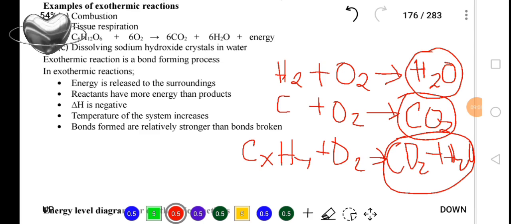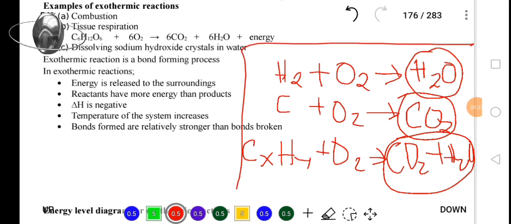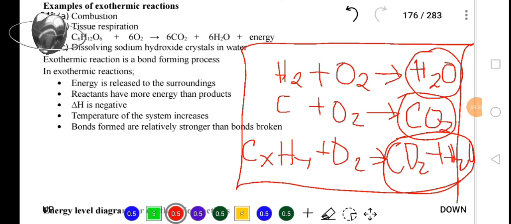So combustion is actually an example of a chemical reaction, and we are saying this combustion is an example of an exothermic reaction, because in these reactions, heat energy is given out.